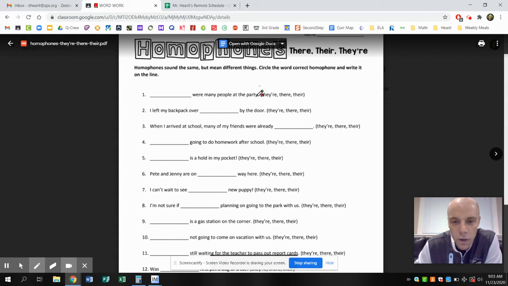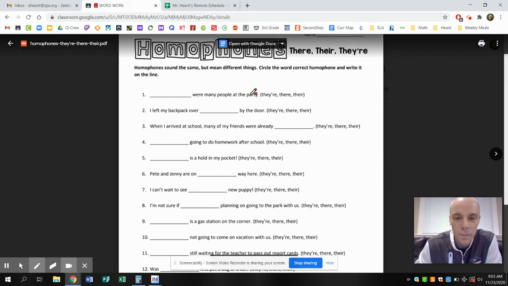The one with the contraction means they are. So you can put they are there when you use the contraction. There is like a place you're going. I'm going to go there. And then their, with an I-R, is like possession. That means it's someone's possession. It's something that someone owns. It's theirs. So let's see what this first one would be.